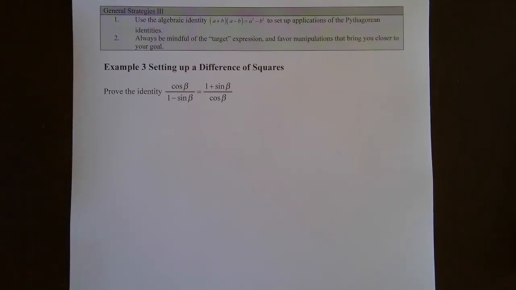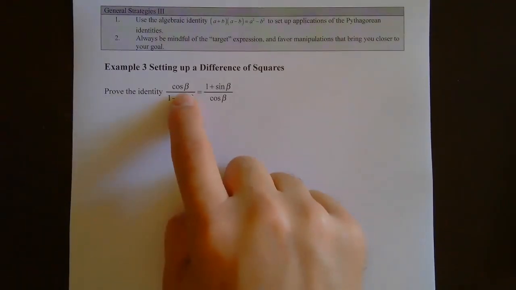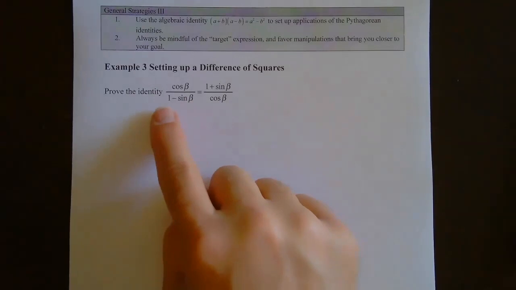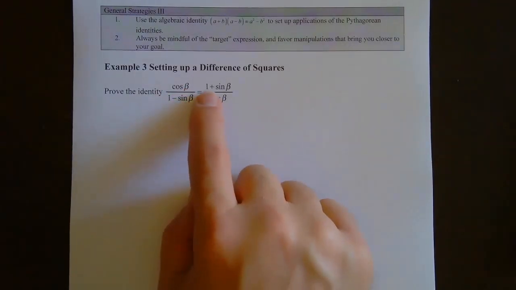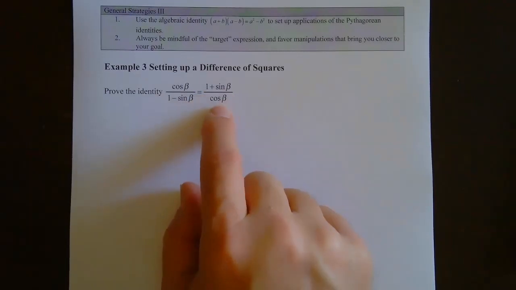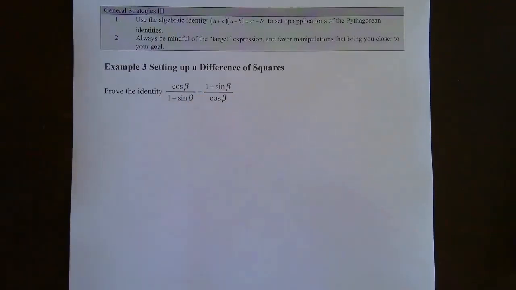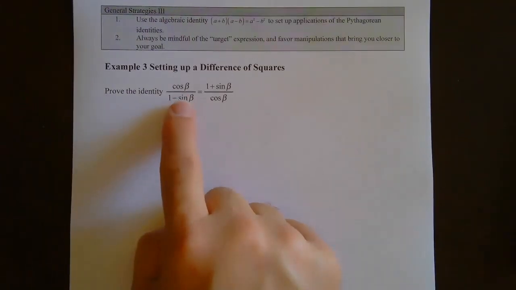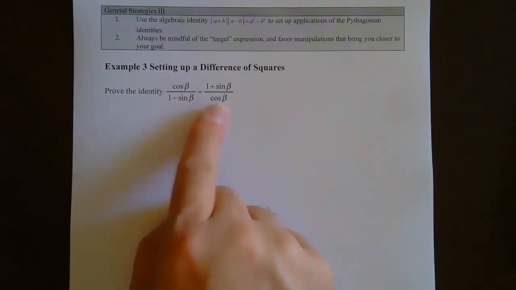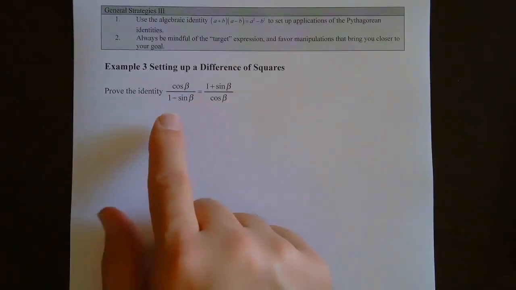So you look at this one, and you want to prove the identity cosine beta. By the way, this is the Greek letter beta. So cosine beta over 1 minus sine beta, and then 1 plus sine beta over cosine beta. There's really not one side that's more complicated than the other. I just tend to work on the left-hand side when there's no choice.